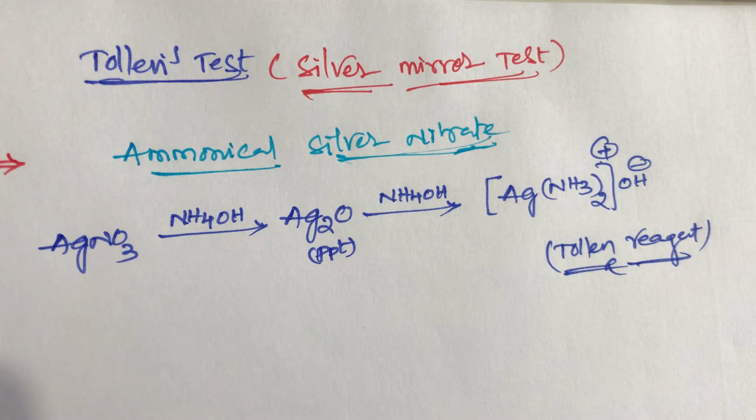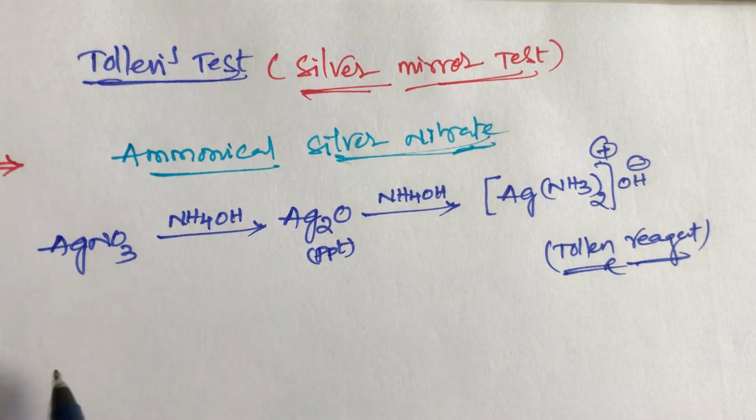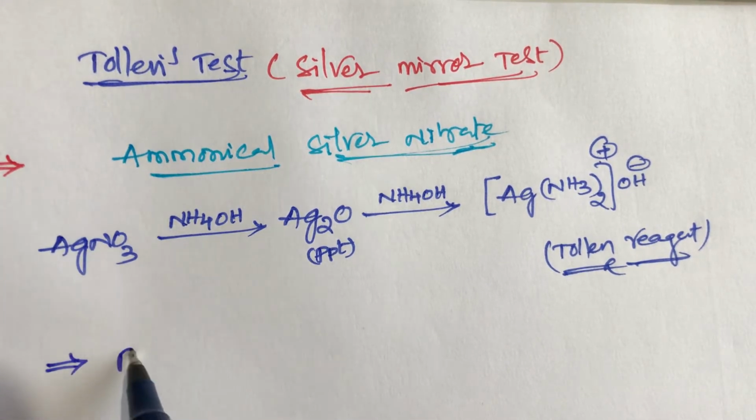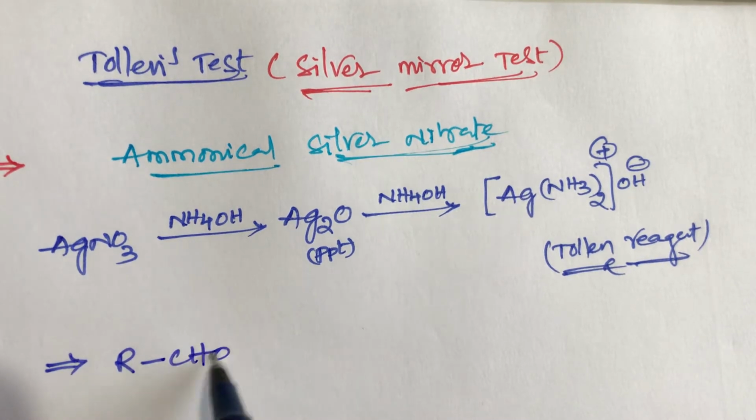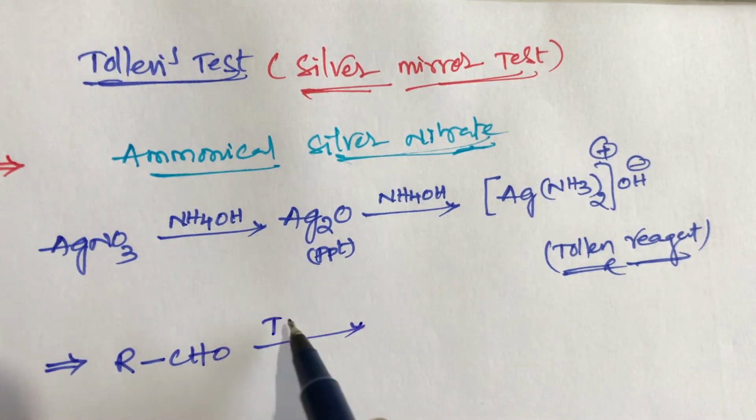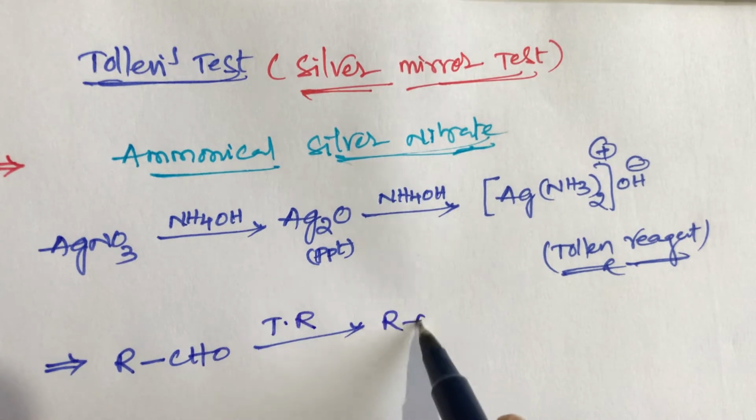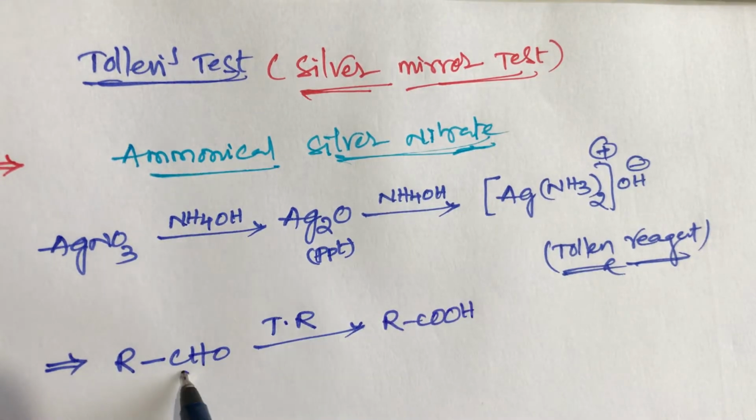This Tollens reagent is used for the identification of aldehydes. This positive Tollens test is given only by aliphatic aldehydes and aromatic aldehydes. Remember, students, when an aliphatic aldehyde reacts with Tollens reagent, the aldehyde group is converted into acid.